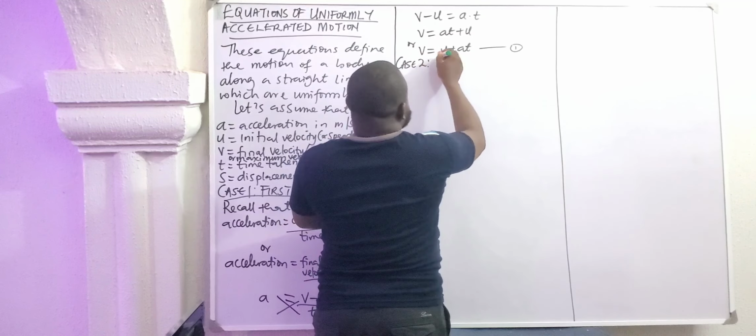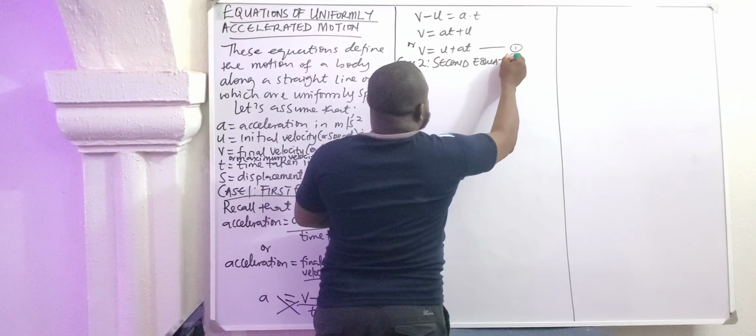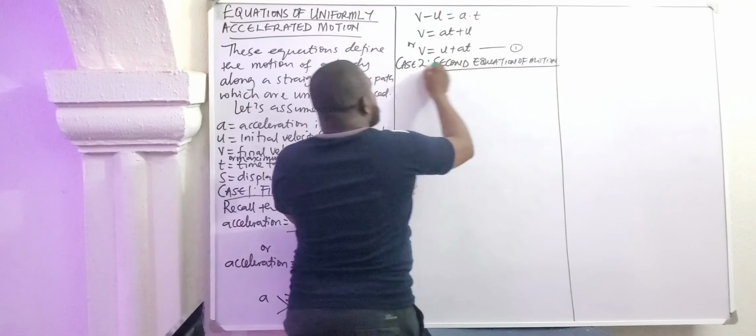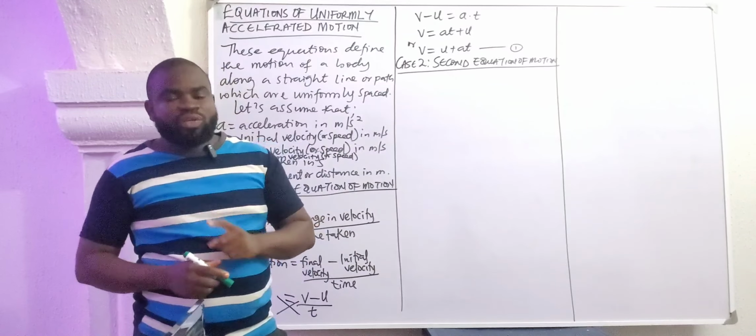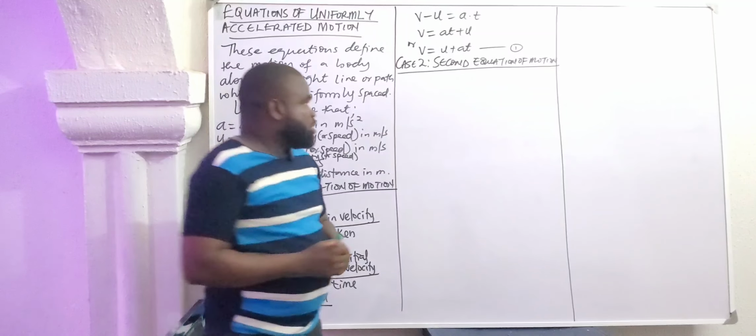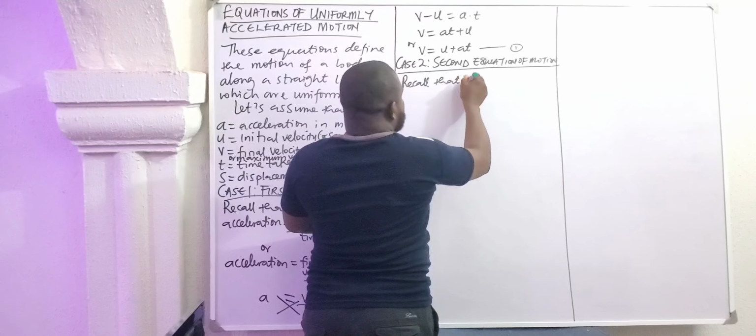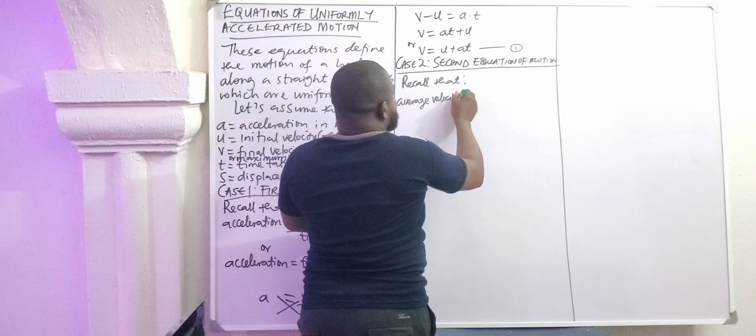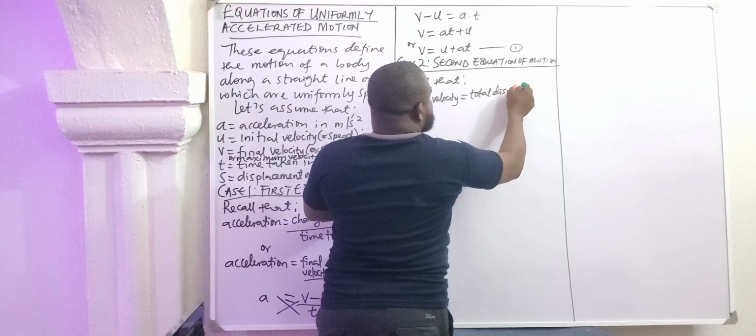Let's take case 2 for the second equation of motion. The second equation of motion is obtained from the two definitions of average velocity or speed. Let's take them one after the other. Recall that average velocity or speed is equal to total displacement over total time.